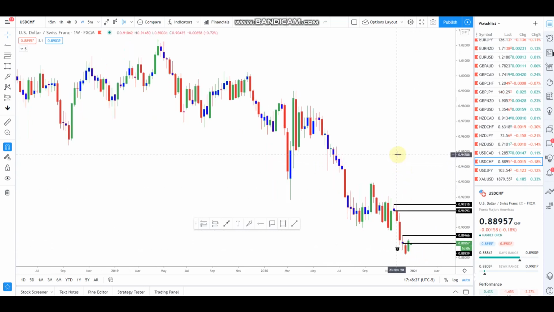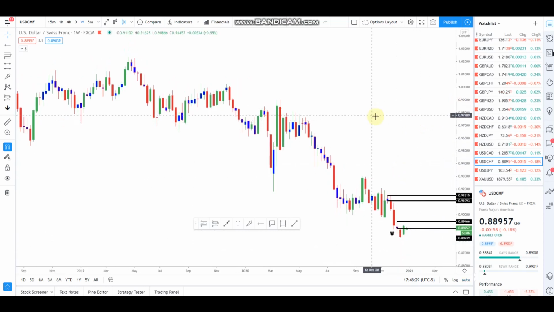But I did want to show again how you can go down to the daily and just refine and see if there's any better zones within the daily to go along downside the weekly.